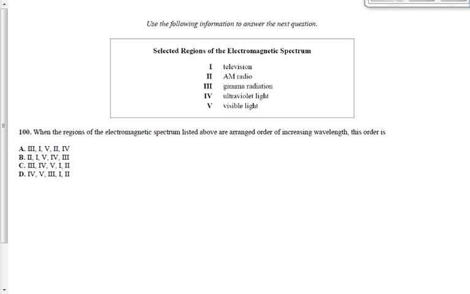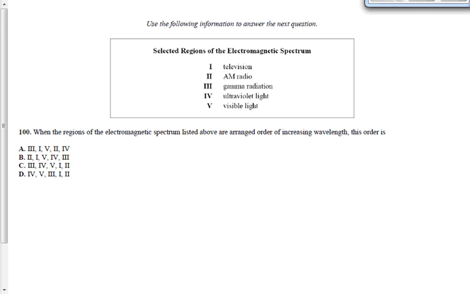Let's take a look at another one here. Number 100. Let's submit this one, please, as multiple choice number 1 as well. All right, guys, we've got a little bit of disagreement over this one. This one says selected regions of the EM spectrum. We got television, AM radio, gamma radiation, ultraviolet, visible light. We want to rank these in terms of increasing wavelength.